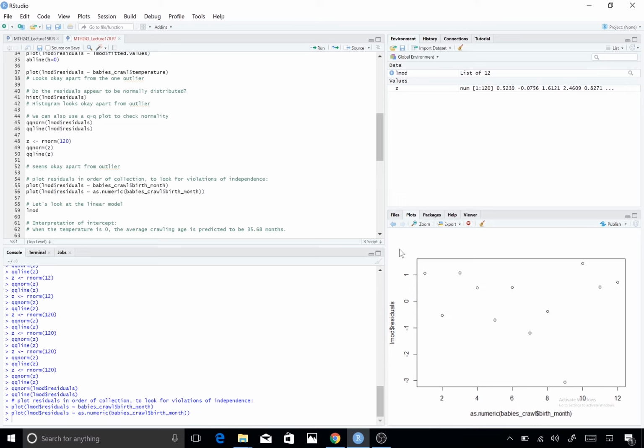Now you can see it goes down, up, down, down, up, down, up, down, up, down, up. The only time the pattern gets broken is here. So that's a reason to be concerned that we have serial correlation in this case, but it's a small sample and the pattern does get broken, so I'm going to ignore this. I think it'll be okay.